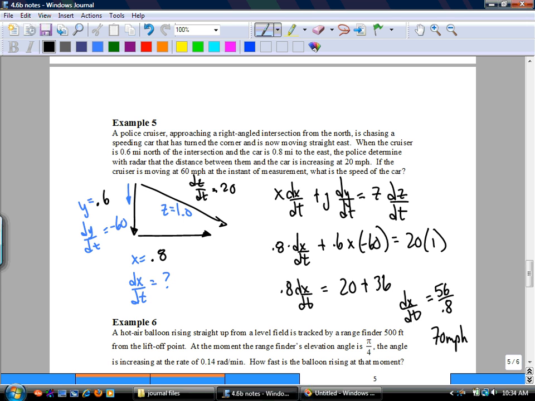Which is about 120, 130 kilometers an hour. 60 is 110, isn't it? Or 100? 60 is 100? Yeah. Okay, last one.